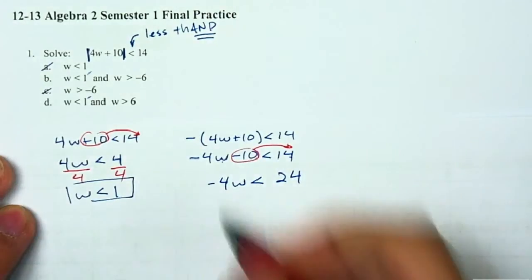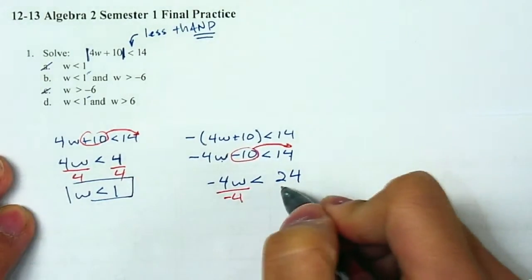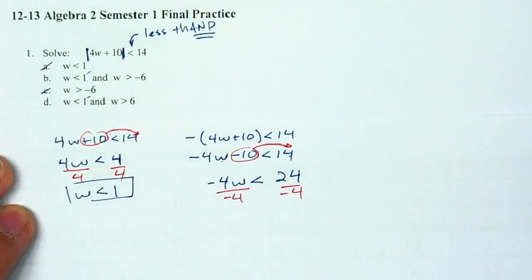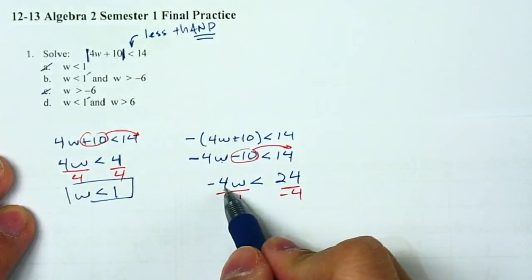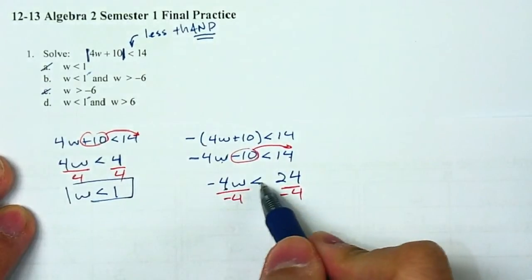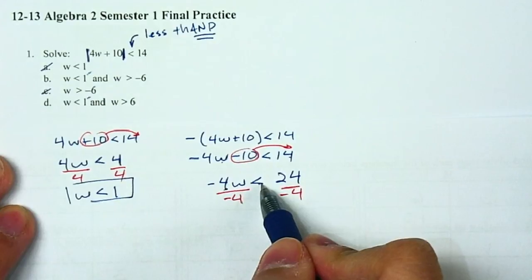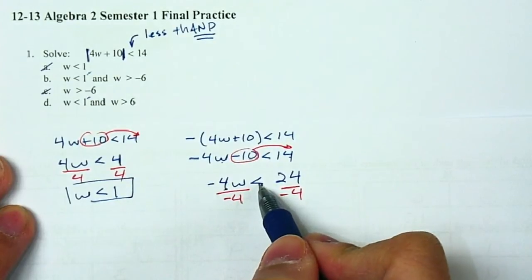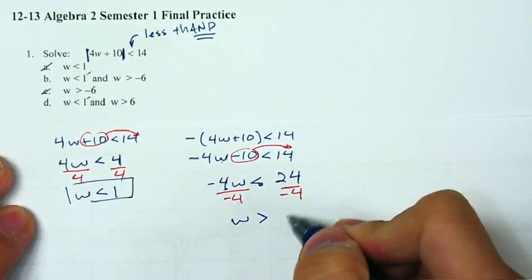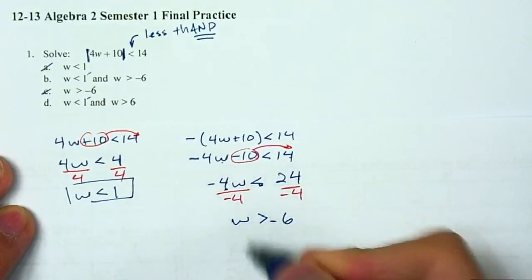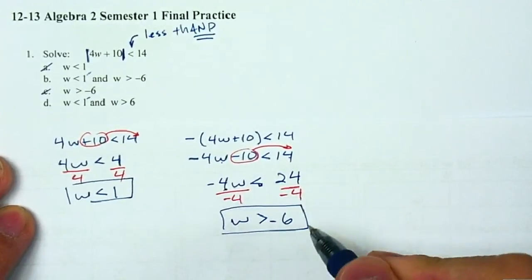And then here we have to divide by a negative 4. Now, one thing we have to watch out for is whenever we divide by a negative coefficient, so this negative 4 is right here, it's negative, and moving it to the other side, this less than symbol has to switch around. So it turns into a greater than. And then 24 divided by negative 4 is negative 6. So w is greater than negative 6.